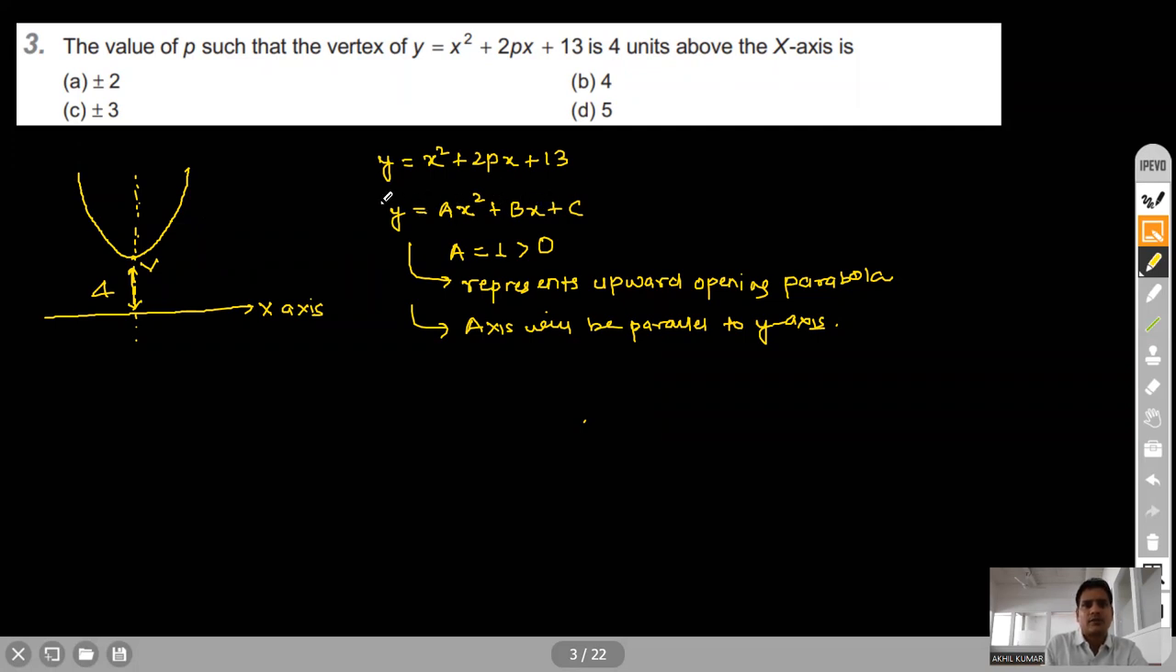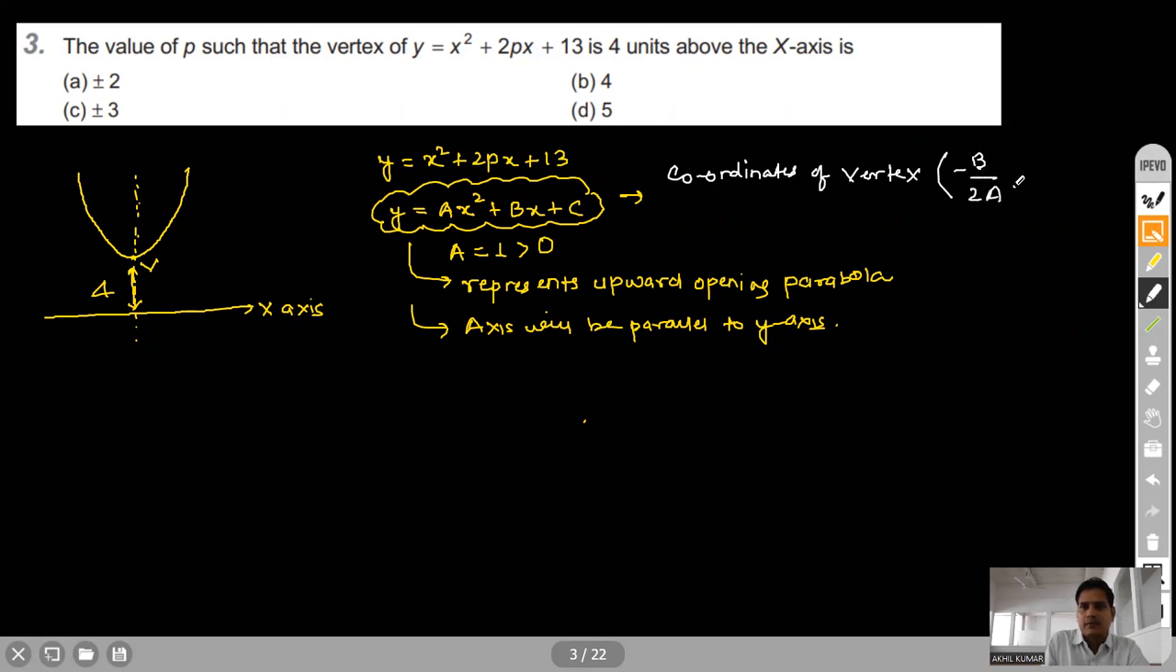Now, for a parabola of this form, the coordinates of the vertex are minus b upon 2a, comma, minus d upon 4a. This will be the coordinates of the vertex of a parabola of this form. So if you observe here, what will be the value of d in this particular given equation? It will be b squared minus 4ac, that is 4p squared minus 4 into 13.